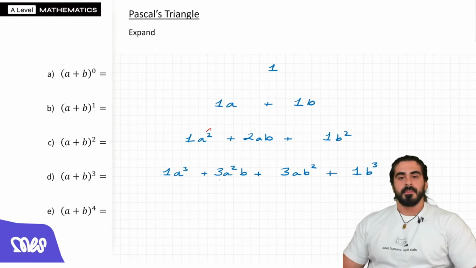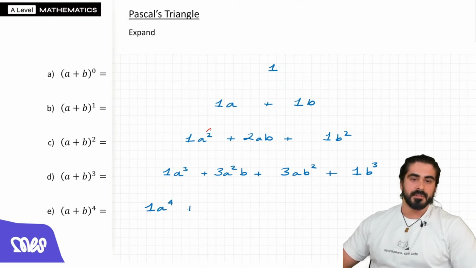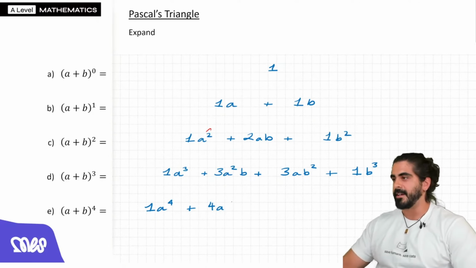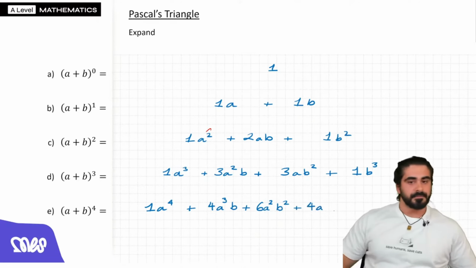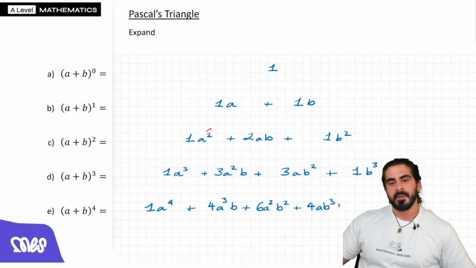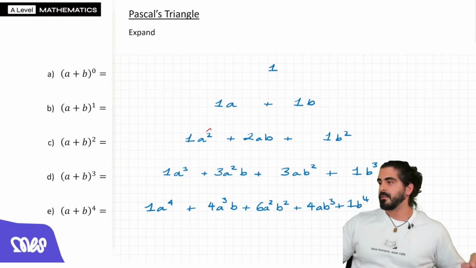Now, power 4. What do we do when it's power 4? Well, we have 1a to the power 4 plus 4a cubed b plus 6a squared b squared plus 4ab cubed plus finally 1b to the power 4.